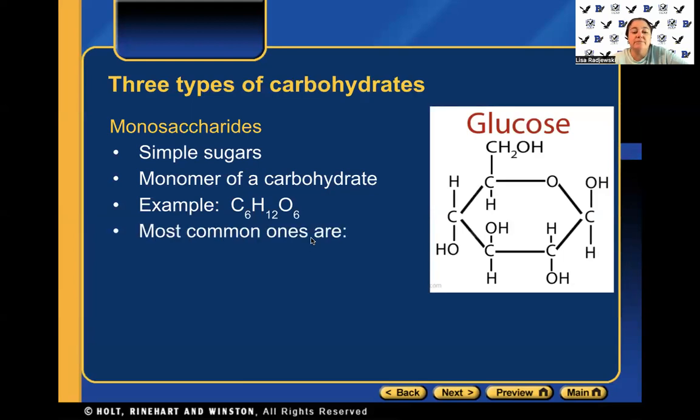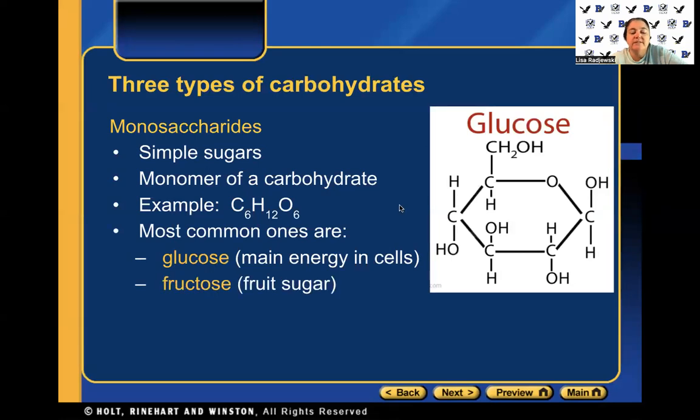There are 3 common monosaccharides that we're going to learn, well, there's more than 3, but there's 3 common ones. Glucose, and that's the main energy that's in our cells. You have fructose, which is a sugar in fruit, so it's super sweet. And then you have the sugar that's in milk, and that is called galactose. All 3 of these monosaccharides are C6H12O6.